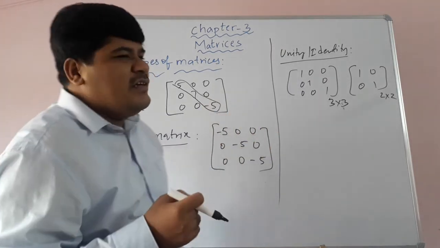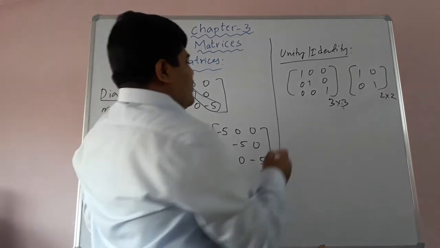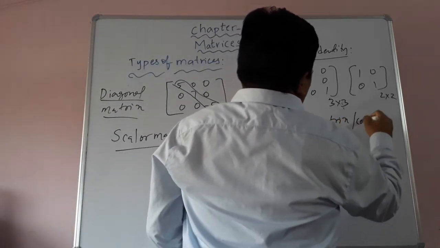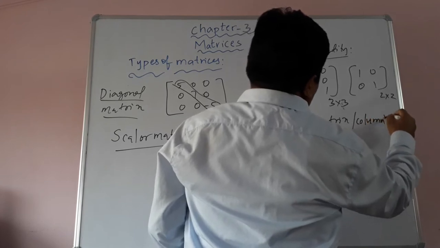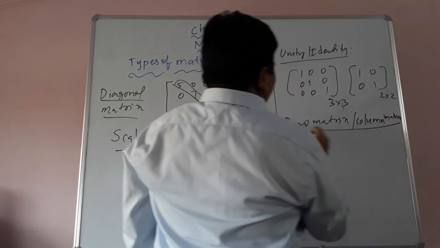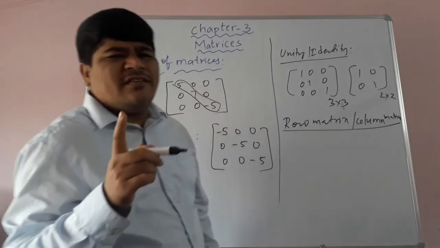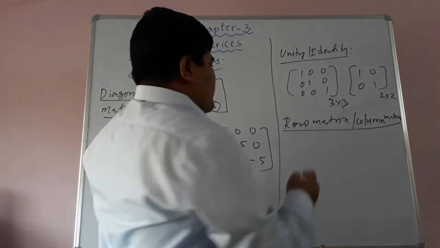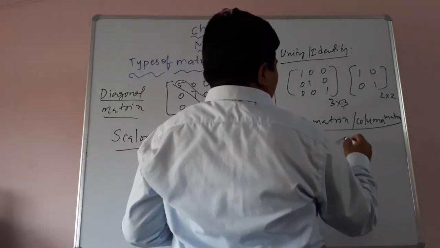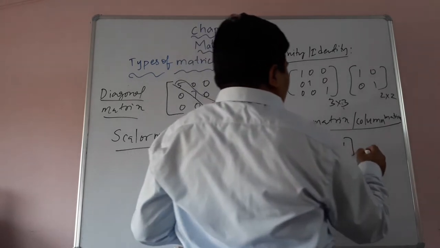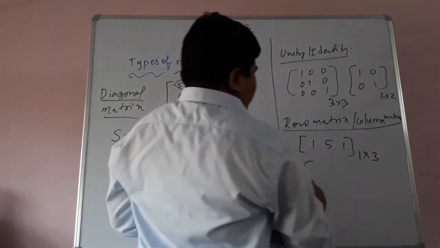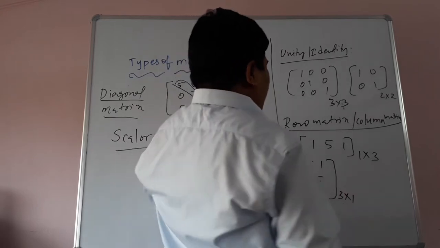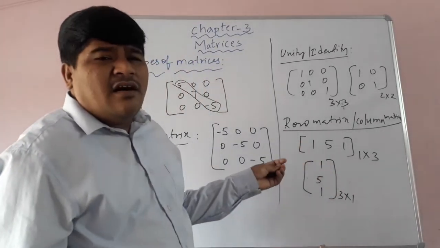After this, the row matrix or column matrix. Children, in a matrix, if a matrix contains only one row, that is called a row matrix. This is an example: 1 5 1. It has only one row. What is the order of this matrix? 1 by 3. If you take these elements vertically, 1 5 1, its order is what, children? 3 by 1. Okay, and children, always in order.